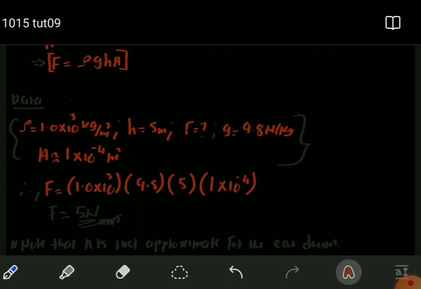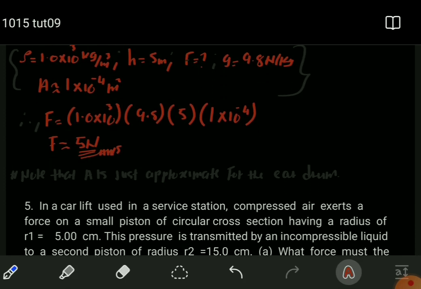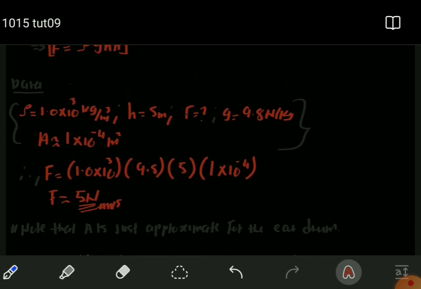If we multiply all these values together, we can estimate a force of 5 newtons applied on the eardrum. Since we are simply estimating, the force depends on your estimation of the area of the eardrum. Again, as I wrote, note that A is just approximate for the eardrum.